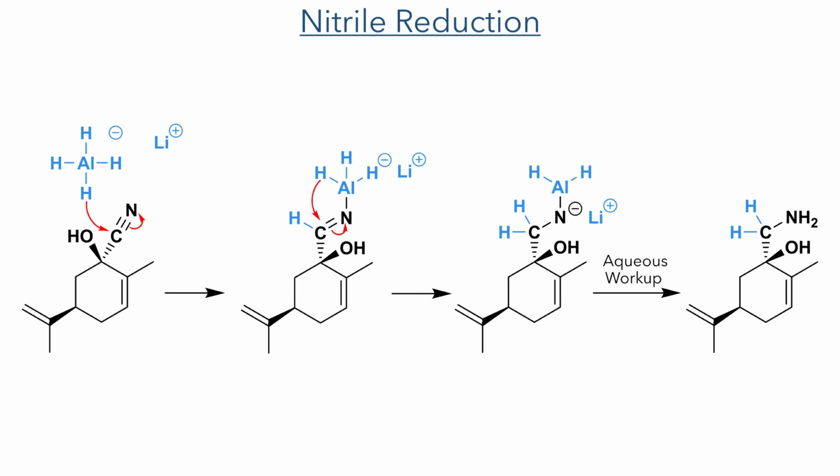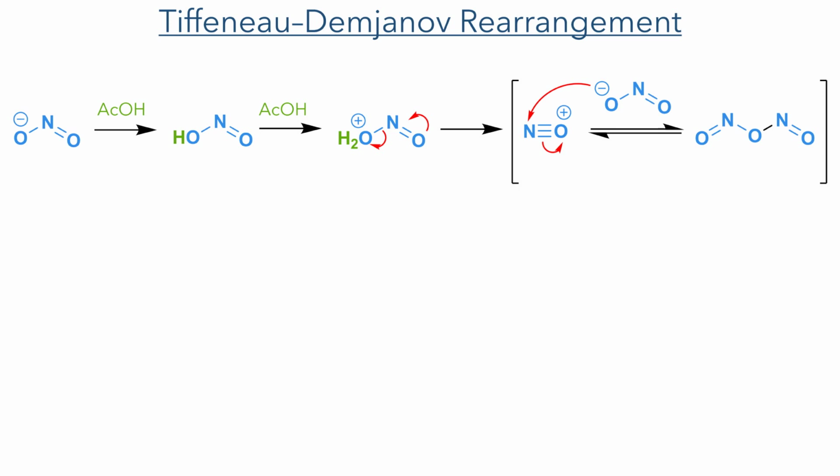This adds a hydride to the nitrile to first form an aluminium imine complex. Addition of another hydride forms the amido-aluminium complex, which is hydrolyzed upon workup to form the amine. This amino alcohol serves as a substrate for a Tiffeneau-Demjanov rearrangement.